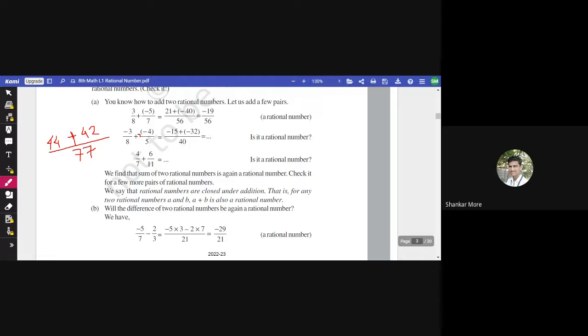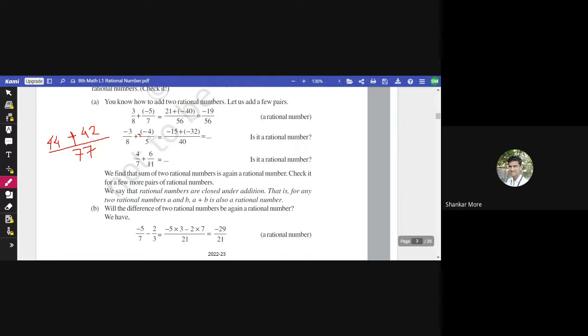Okay, yeah. So 86 by 77 is our answer, and tell me whether it is a rational number or not. It is a rational number. Is it? Yeah, it is a rational number. Very good. So I hope your concept of rational number is pretty clear.